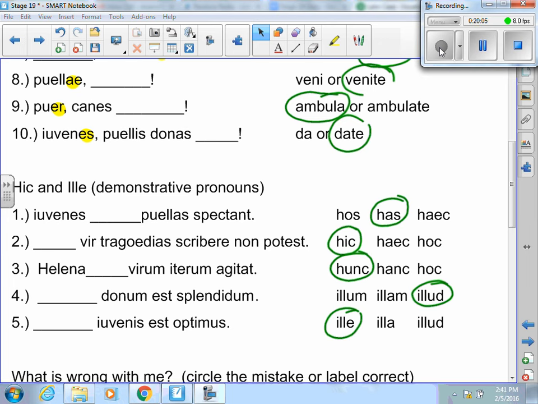Donum, same thing as the last time. I have a nominative neuter singular, so I choose illud. Puella is nominative, it is singular, it is feminine, so I choose illa.